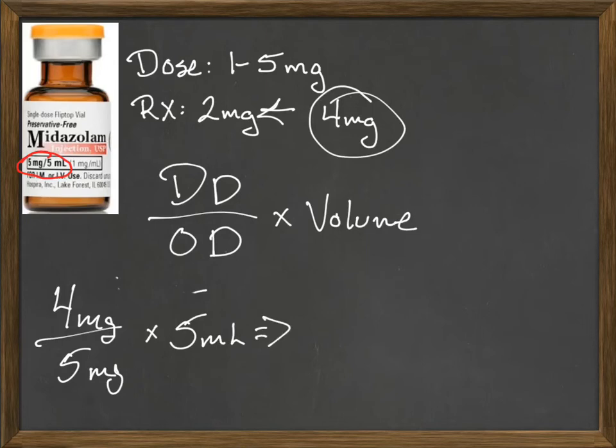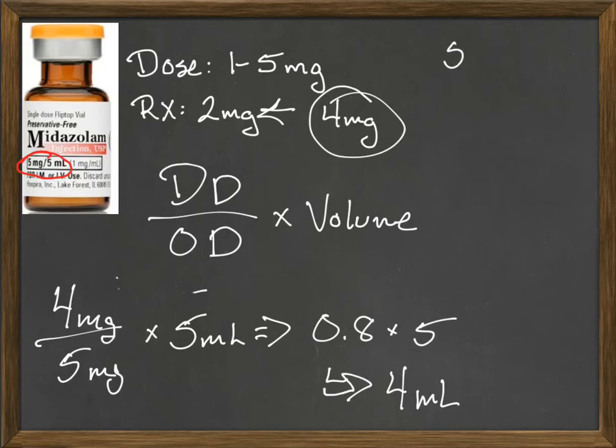So when we break down that math, 4 divided by 5 is 0.8 times our 5. You break that down, and now you need to give 4 milliliters of that medicine to give them 4 milligrams, which, using this example, is pretty easy since your concentration of 5 milligrams in 5 milliliters is 1 to 1. So however many milligrams you need is going to equal how many milliliters you need to give.